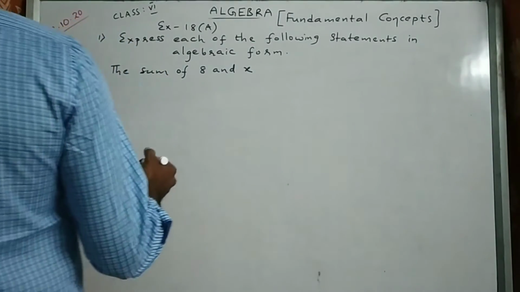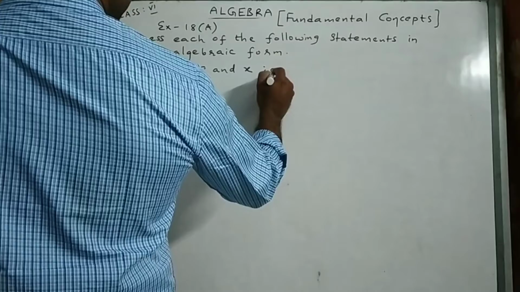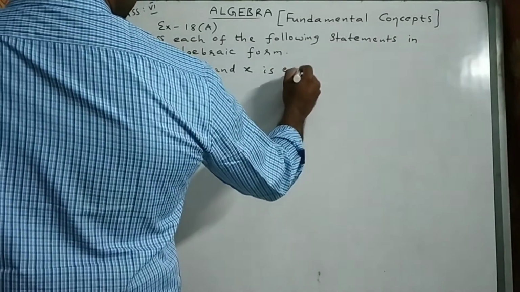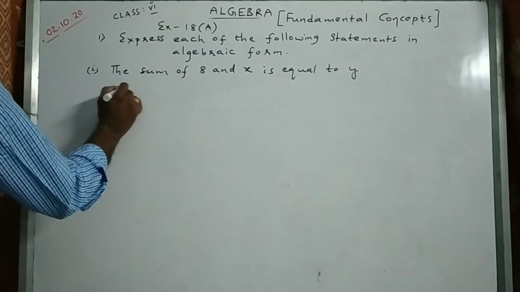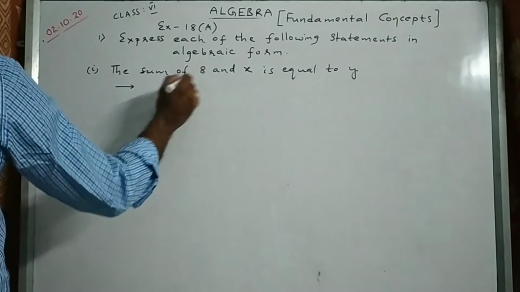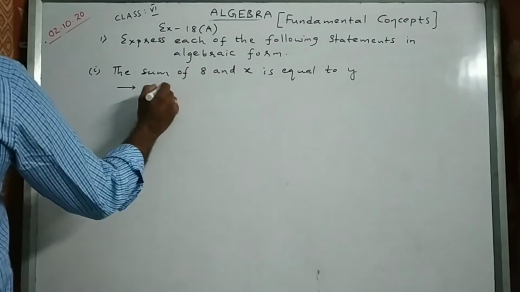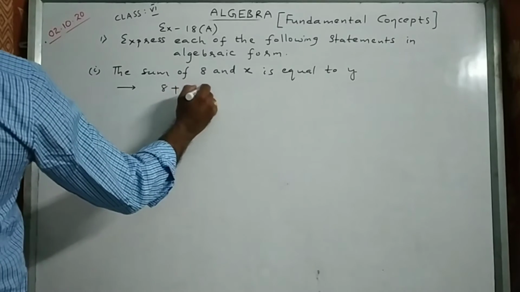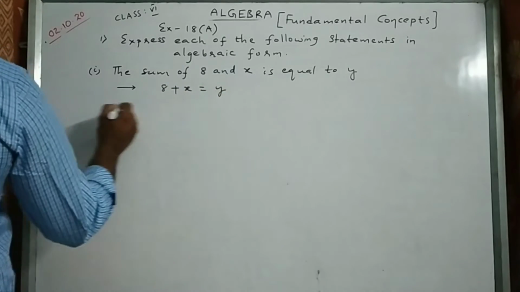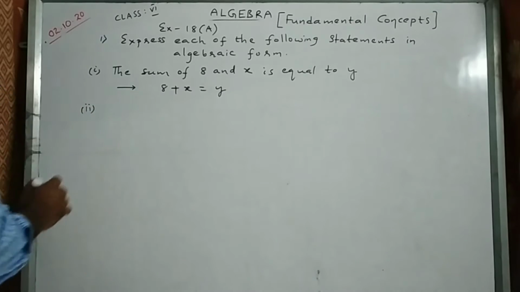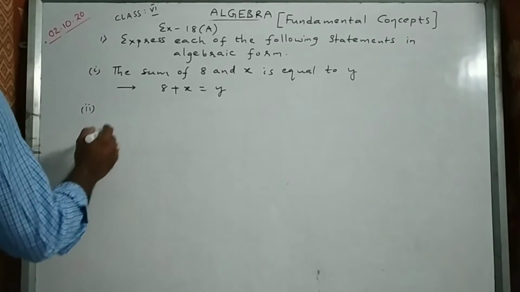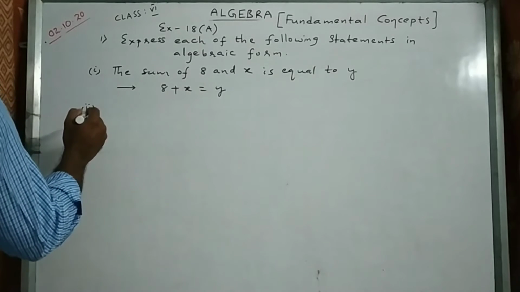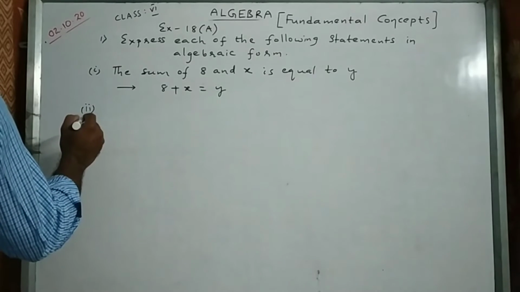The sum of 8 and x is equal to y. So how do we write this? Statement form is given. Sum of 8 and x means 8 plus x is equal to y. Clear? Sum means addition, plus. X decreased by 5, that I already told you. The sum of 2 and x is greater than y.